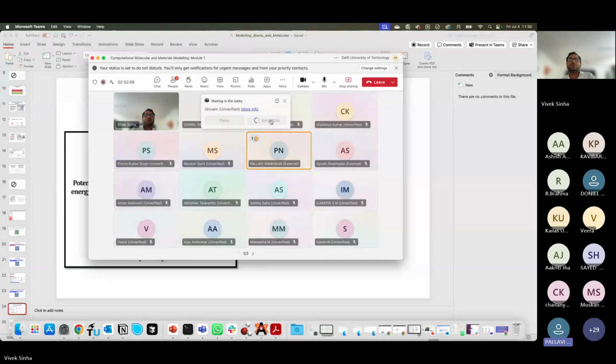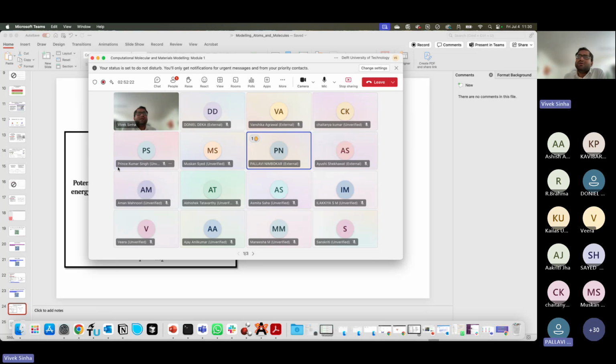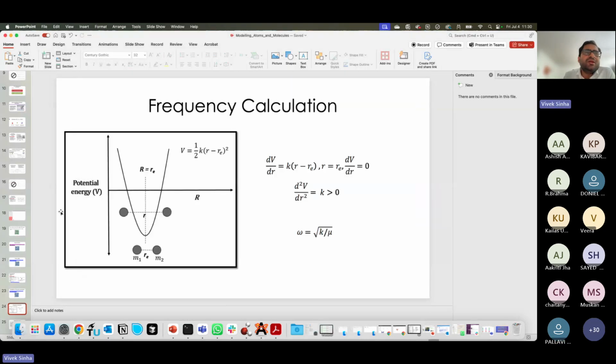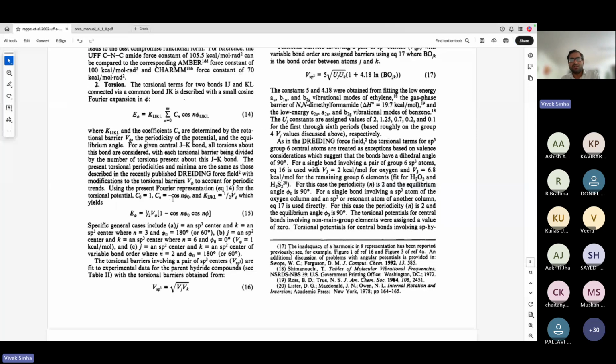Is there any characterization of the different types of force fields, if you want to study more about it? I think you can look into review papers. That's a good point. Let me note it down, and I will send all of you some reviews of force fields, because this whole topic of force fields is really large.